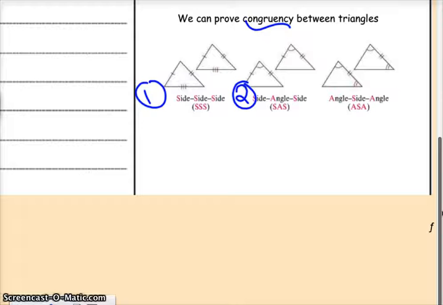The next one is angle side angle. The last one. And this says that if two triangles have corresponding angles, segment, angle, then the two triangles are congruent, or the same. And we're going to apply them. So it's side, side, side, side angle side, and angle side angle.